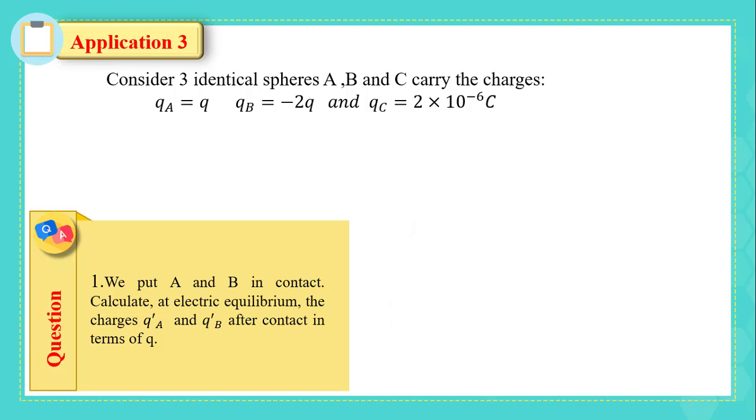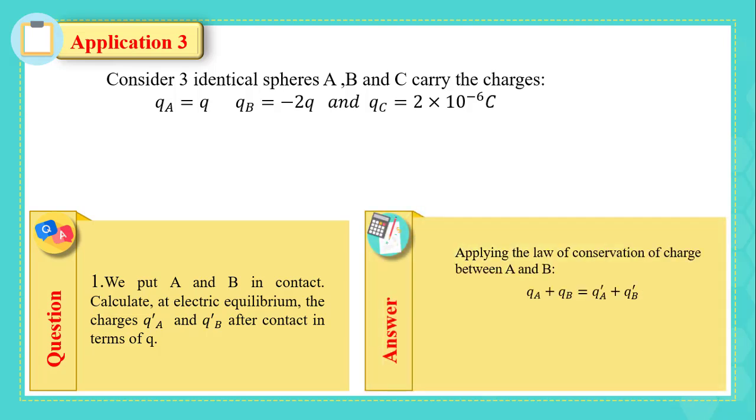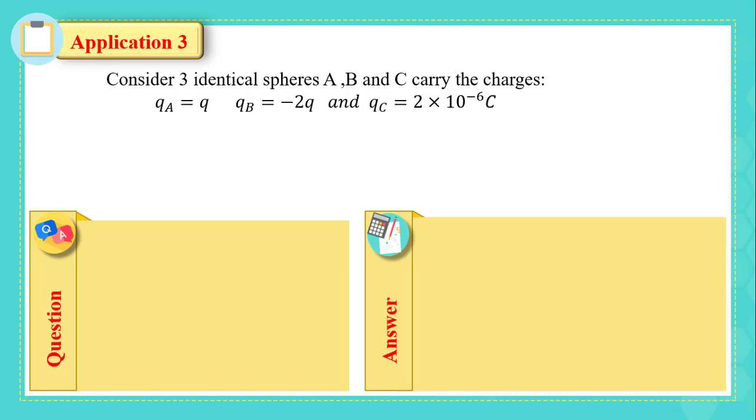After applying the law of conservation of charge between A and B, QA plus QB equal Q prime A plus Q prime B. This is the conservation of electric charge. The two spheres are identical, so be careful about this one. It is a special case: Q prime A equal Q prime B equal QA plus QB over 2. Substituting the values in terms of Q, it will be minus Q over 2 coulomb.